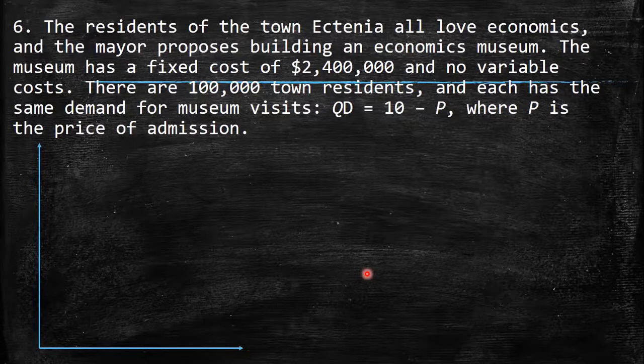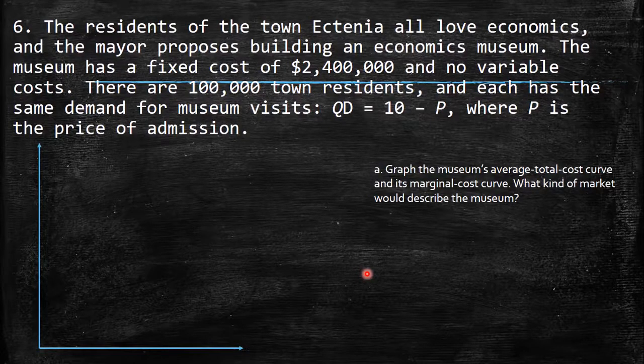And the last one says, the residents of the town Ectenia all love economics, and the mayor proposes building an economics museum. The museum has a fixed cost of 2,400,000 and no variable cost. There are 100,000 town residents, and each has the same demand for museum visits. Quantity demanded is equal to 10 minus P, where P is the price of admission. First question, graph the museum's average total cost curve and its marginal cost curve. What kind of market would describe the museum?